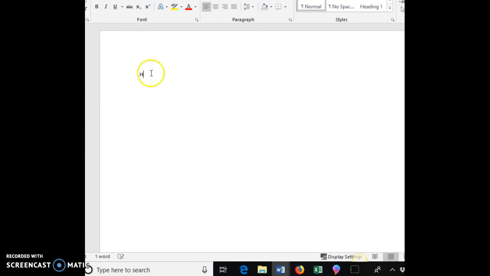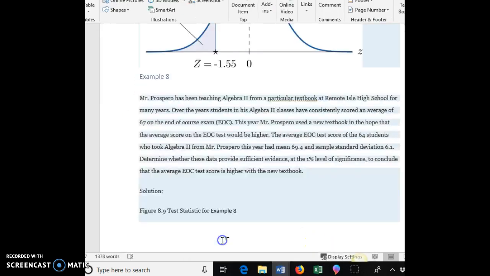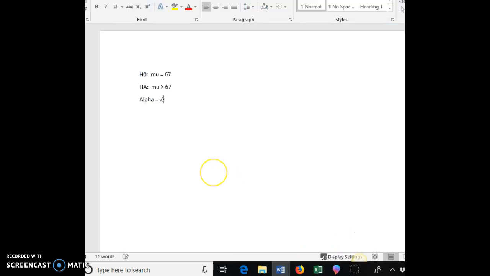All right, so our null hypothesis is that mu, our mean, is 67. And then our alternate hypothesis will be that mu is greater than 67. And then alpha, in this instance, I believe was 0.01. Let's look back here. 1% level of significance. So that's 0.01. Now let's notice this is a right-tailed test because of our alternate hypothesis. Since we're using the observed significance, or the p-value, we're going to go straight to finding our test statistic.